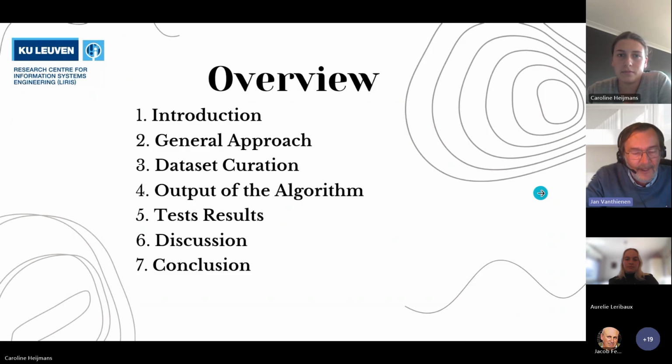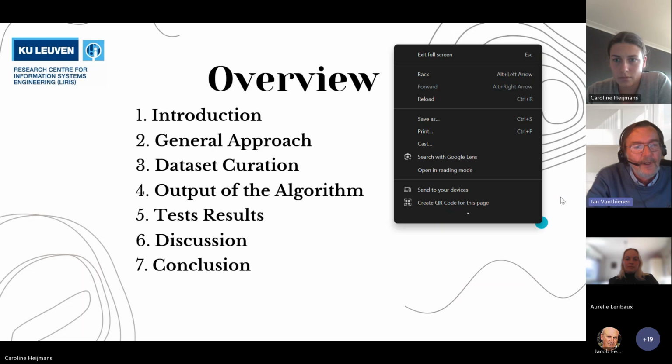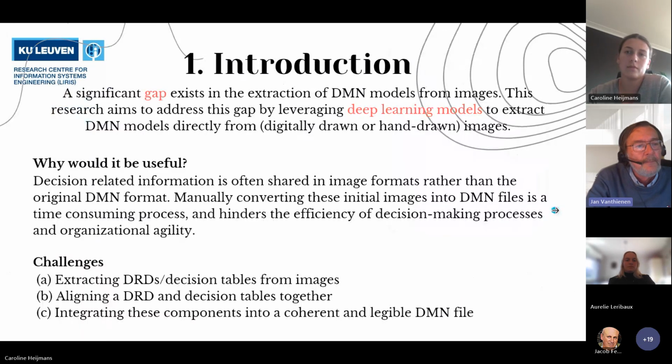What is the topic for today? You see the overview here. The topic really is, okay, you build a decision model. Probably you first start from scratch, on paper, in a bar, and you draw something on paper, or you have a printout, or a Word document. You have something that resembles a decision model. You have a DRD, decision requirements diagram, or you have a decision table or more decision tables.